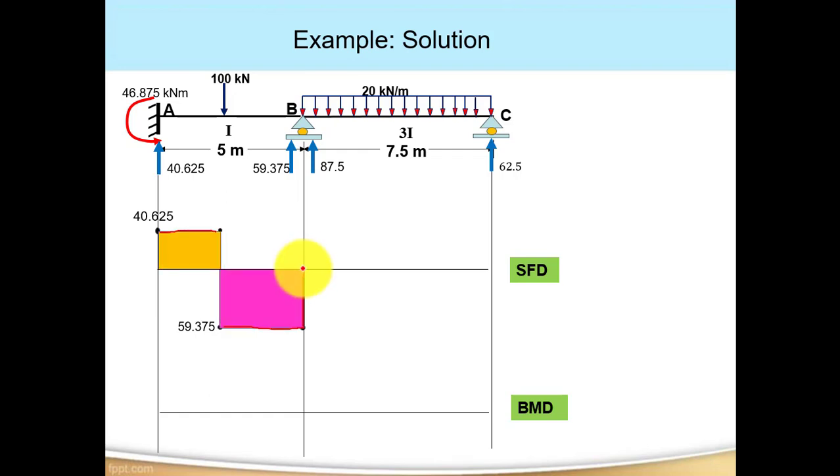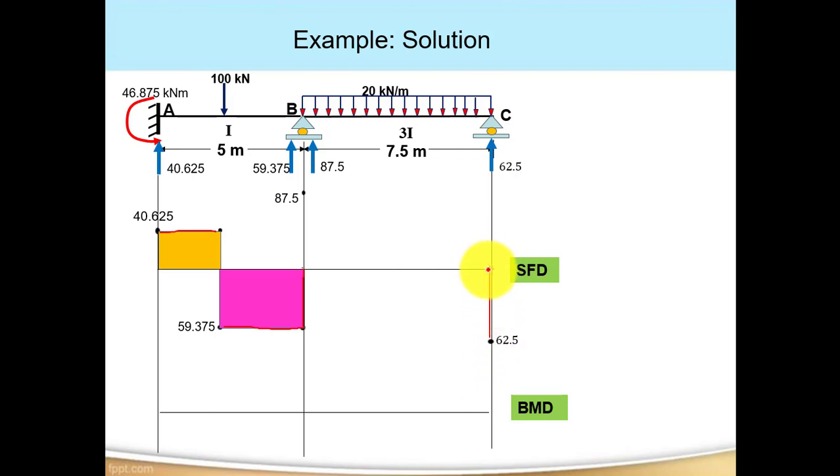At joint B, again, for the member BC, we have an upward force of 87.5. Therefore, we can locate it like this. From B to C, we have a distributed force. Its magnitude is 20 kN times 7.5. This load can be subtracted from 87.5. Therefore, 87.5 minus 20 times 7.5 equals minus 62.5. Therefore, from this point, again, we have an upward force of 62.5. Finally, this can go to this point, which is zero.